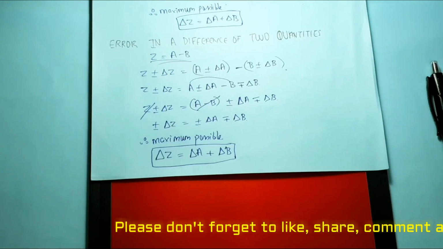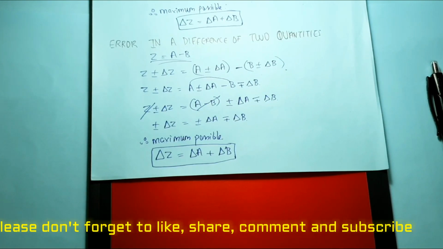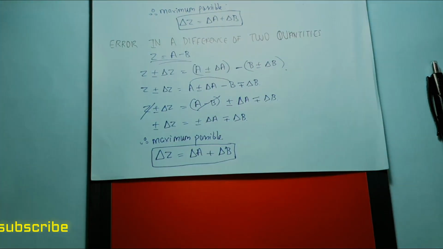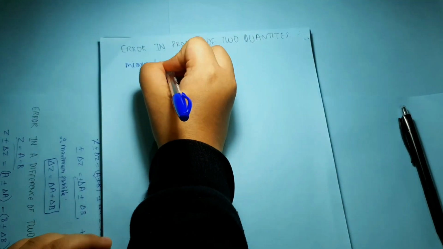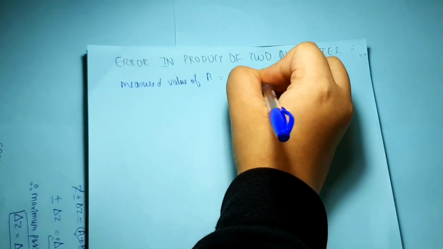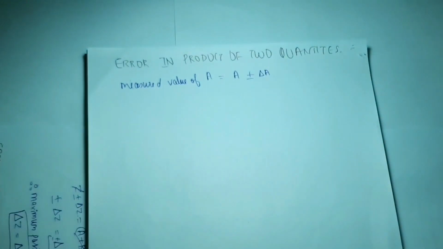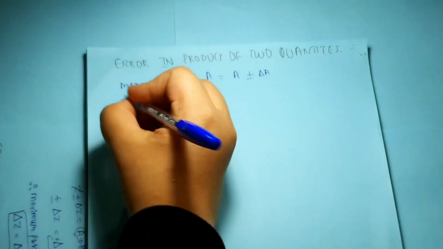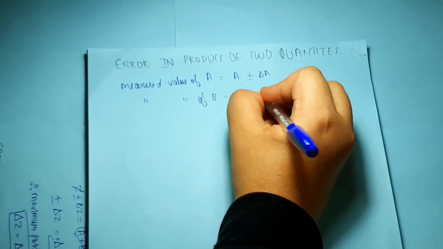Okay, so similarly, you're also going to have the same final answer for product and quotient, but you're going to find it in a different way because they are two different things. Yeah, so let's have a look at that also. Now let's see the error in the product of two quantities. So let a and b be two quantities such that the measured value of a is equal to a plus or minus delta a, where a is the true value and delta a will be our error. Okay, it will be plus or minus. Similarly, the measured value of b, let it be equal to b plus or minus delta b.